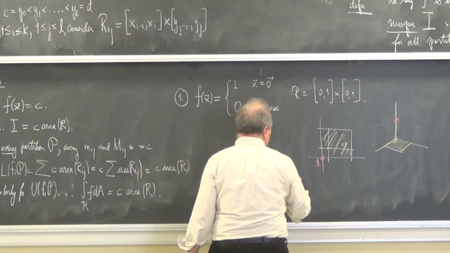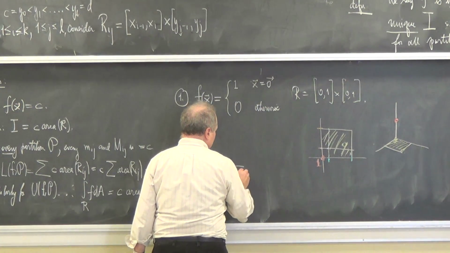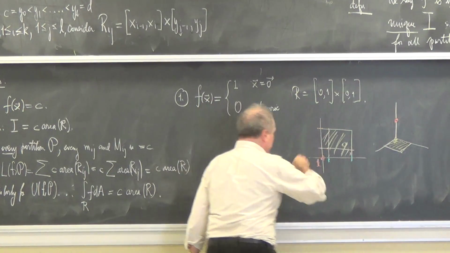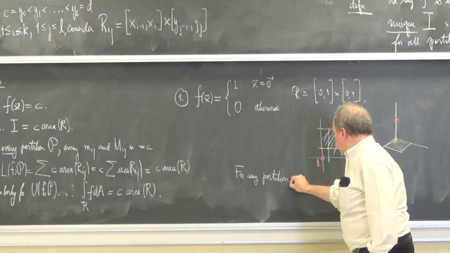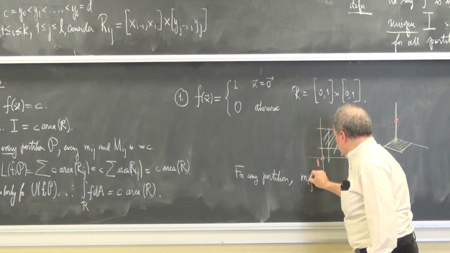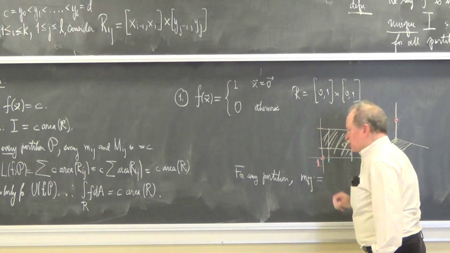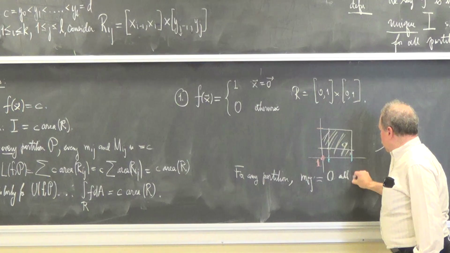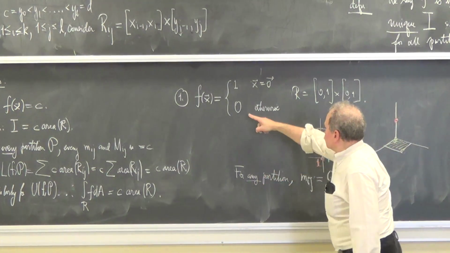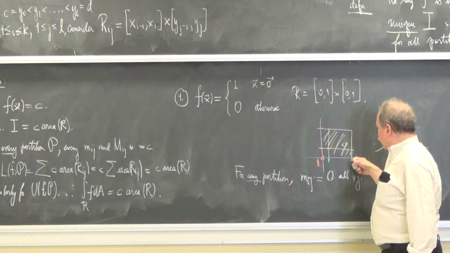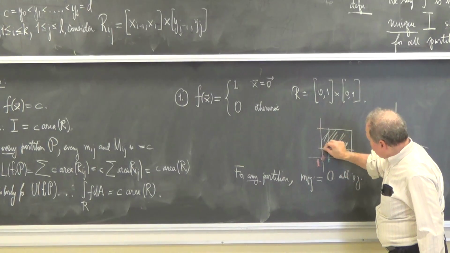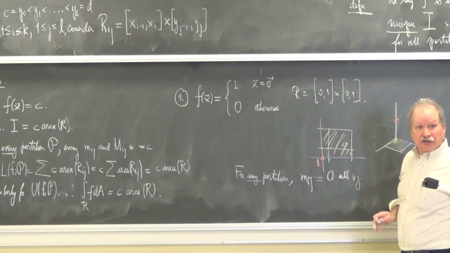So first of all, for any partition, I just drew you this picture, but for any partition, what are all the little m ij's? They're all 0. Everybody agree? For any partition. Because the function is 1 at this point, but it's 0 everywhere else, so no matter how I pick the rectangle, the inf of the values is 0. On this rectangle, the inf is 0, and on all the others, it's always 0.